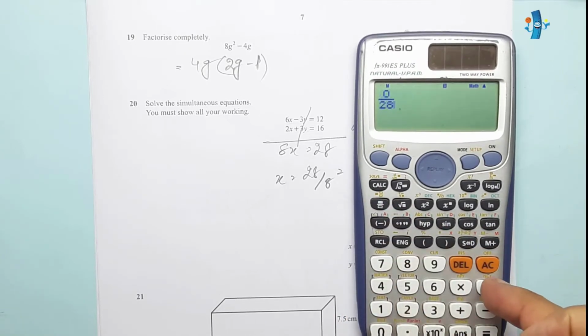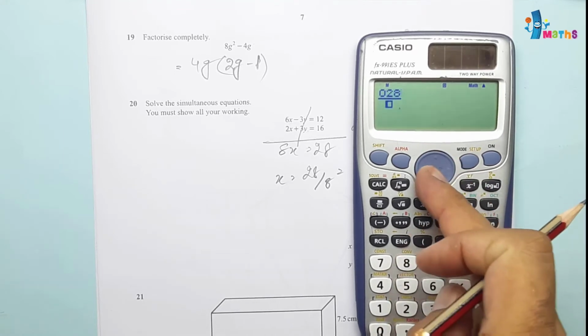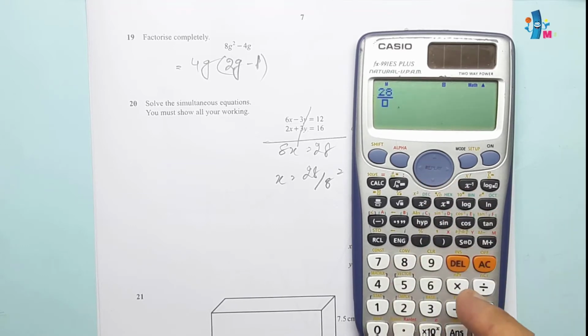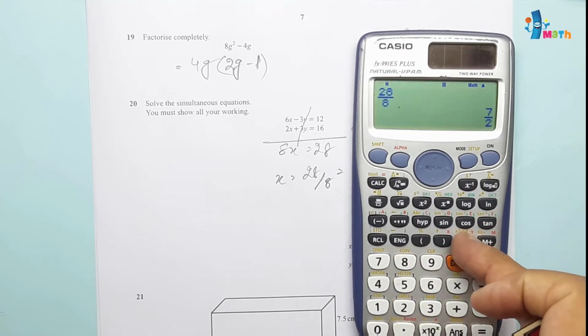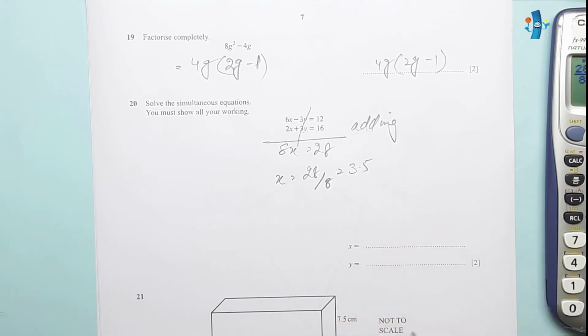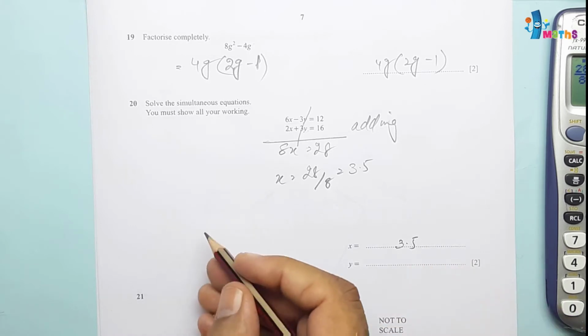28 divided by 8 will be equal to 3.5. So the x value will be 3.5. Now we have to find the y value.